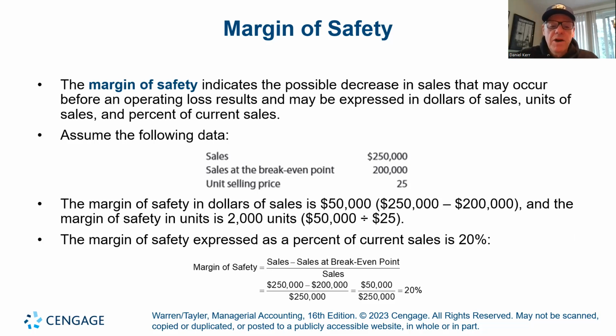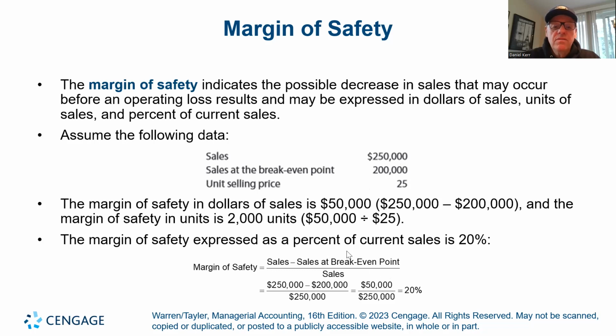So if you go down to the bottom of this slide here, margin of safety is the sales that we currently have minus the sales at the break-even point, and then we divide that by sales, and that gives us the margin of safety. So in this particular example, very straightforward, the sales are 250,000. The sales at break even are 200,000.